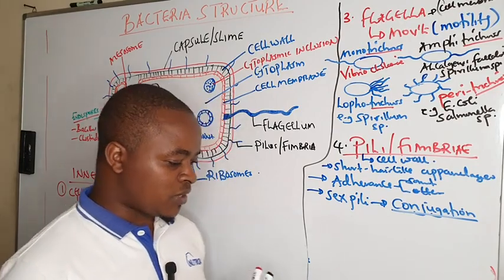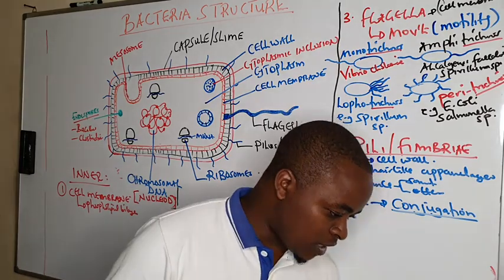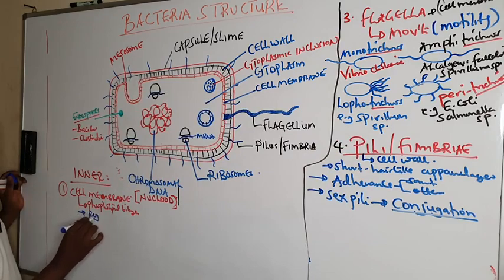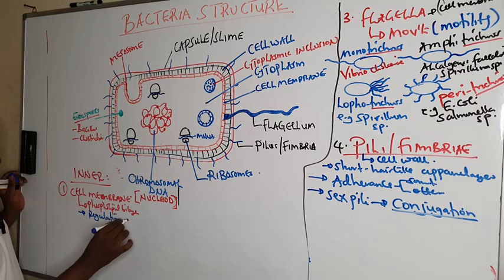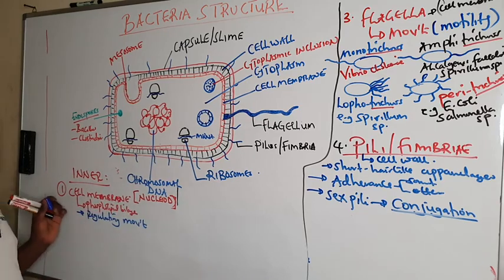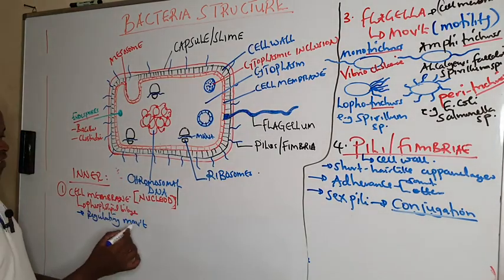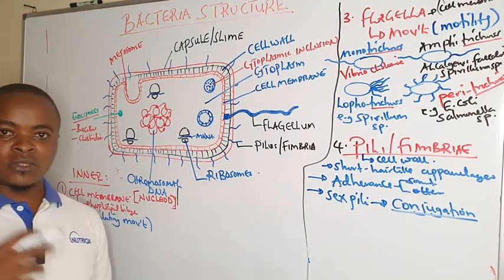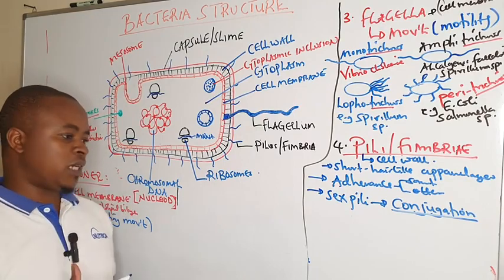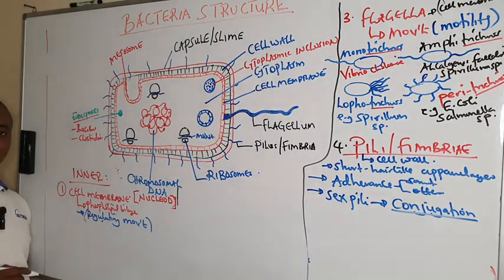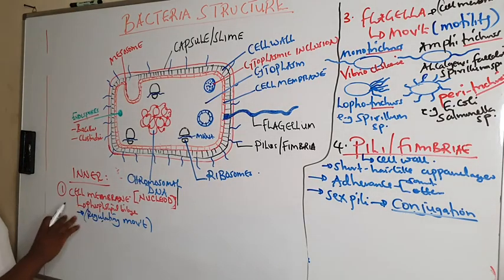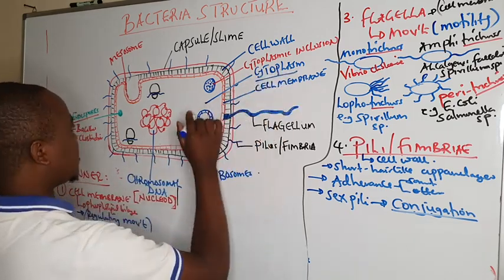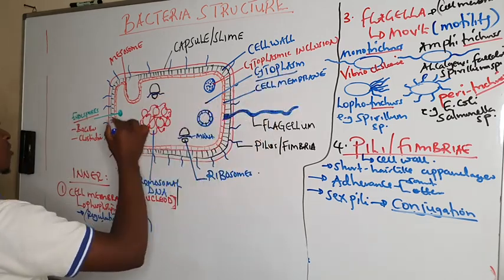So the major function of the cell membrane of the bacteria is to regulate the movement of materials in and out of the bacteria. Being a phospholipid bilayer, it enables certain materials which are lipid soluble to enter and those which are water soluble not to enter into the bacteria. That's why we are saying regulation. And this cell membrane is the one that encases the cytoplasm, and all these materials are found within the cytoplasm.